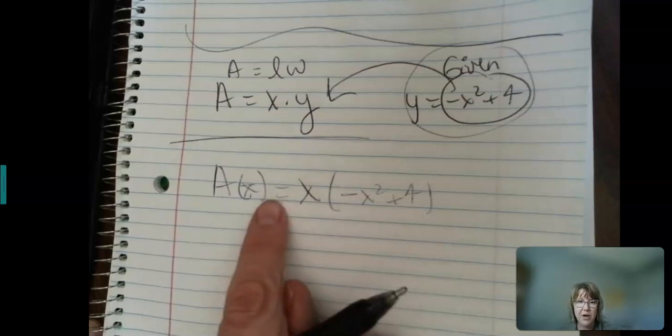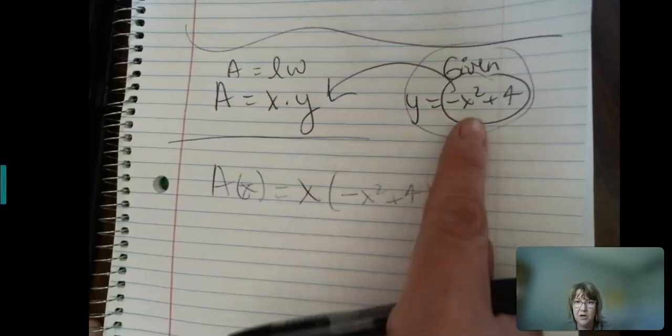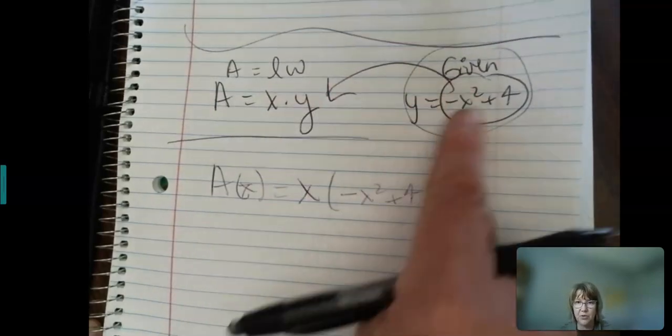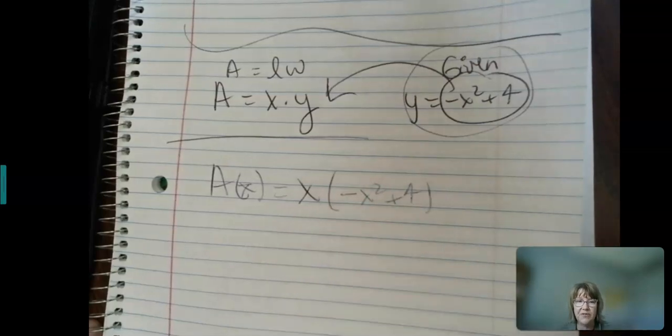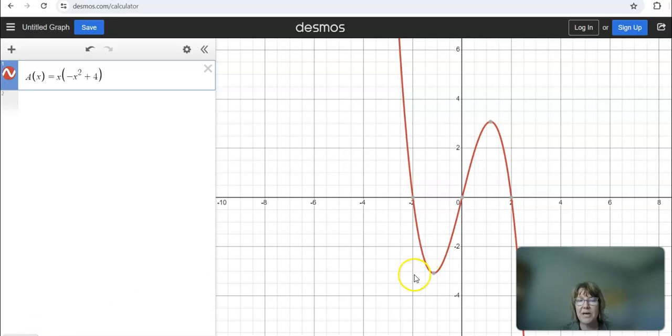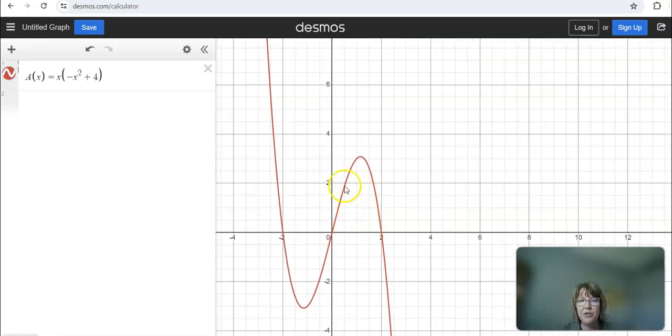Okay, so I'm going to pause and type this into Desmos. Now notice this is a new function. We use the old equation to create a new function. So I'm going to graph this one and we're going to try to find the maximum area. So we look at our graph, it definitely changed, and we're only in quadrant 1.